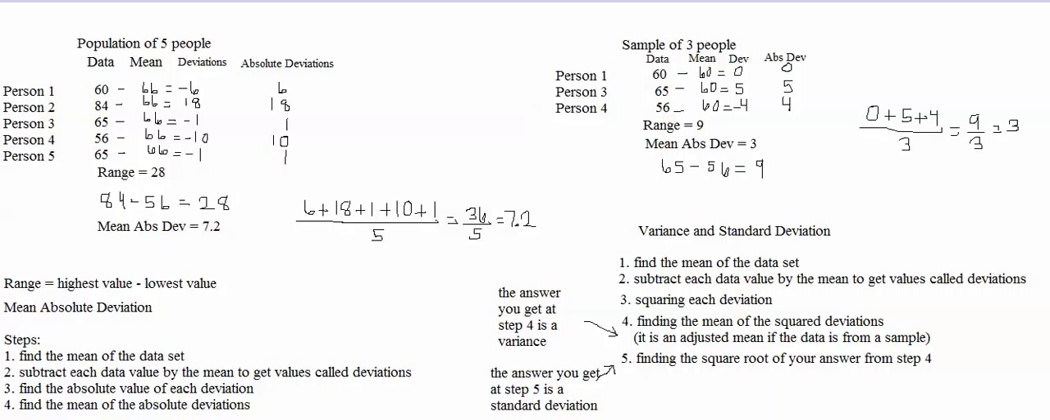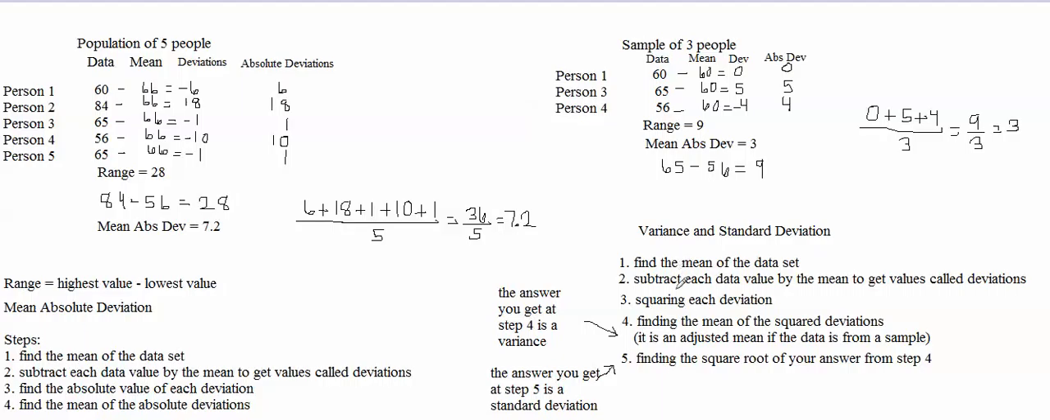Let's find the variance and standard deviation of the entire population. Step 1 is finding the mean of the data set. We already have the mean of the population. We found out that the mean was 66. So we've already finished step 1.